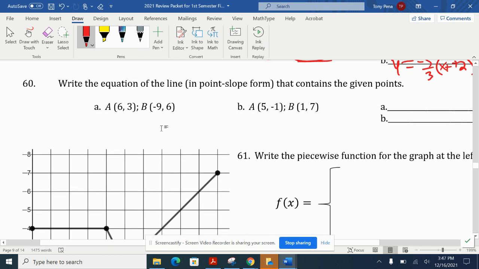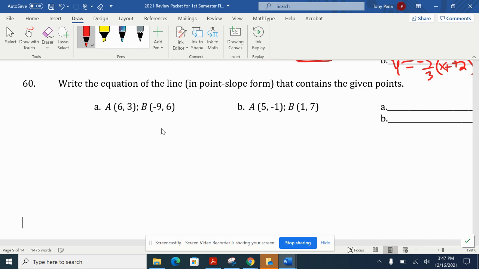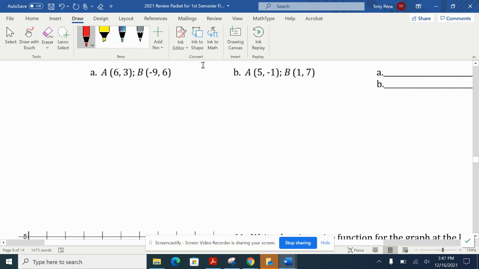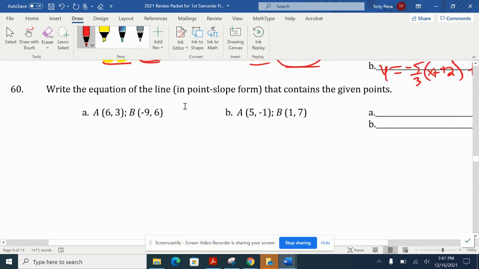Now, 60, largely the same. It's just our issue is to write an equation in point slope form, you're going to need to know what your slope is, and we weren't given that. So we just have to remember our slope formula.